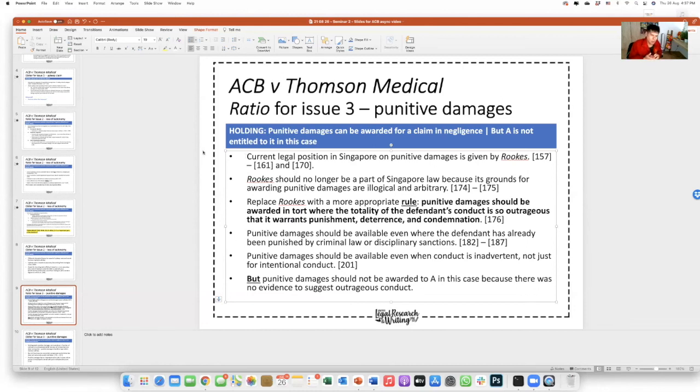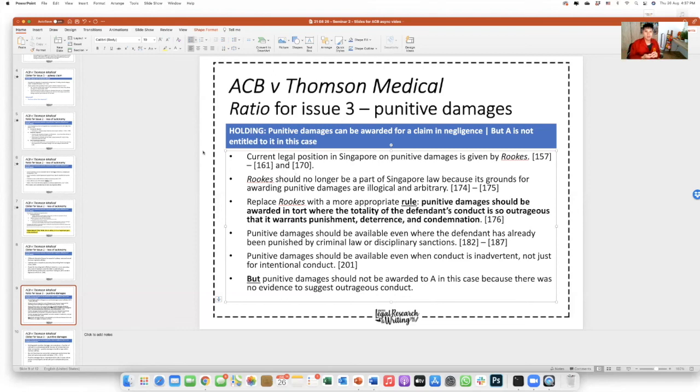Okay, but the court also went on to say, look, Rooks is very outdated law, right? First, it's very old law, and second, these three conditions that were set up in Rooks are very illogical and very arbitrary, they're super random, right? And because of that, we think Rooks is not a very good piece of law to follow. It's not very good guidance. Therefore, let's replace Rooks with a more appropriate rule that we are going to come up with today, which is I will award punitive damages if the conduct of the defendant is so outrageous that it warrants punishment, deterrence, and condemnation.